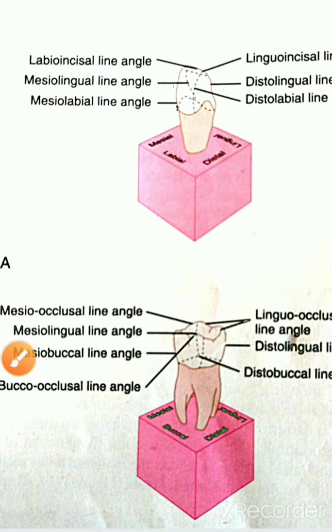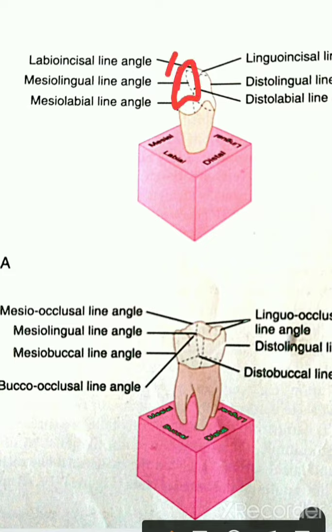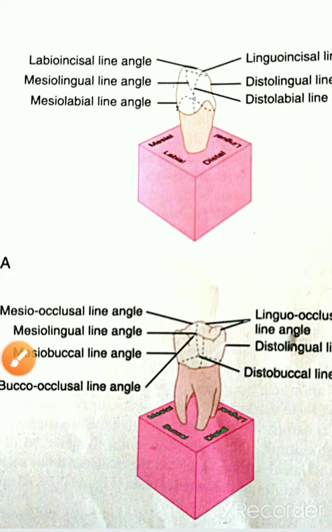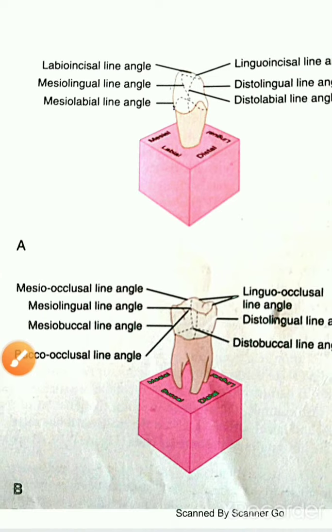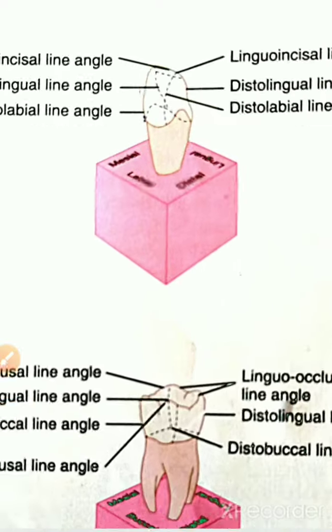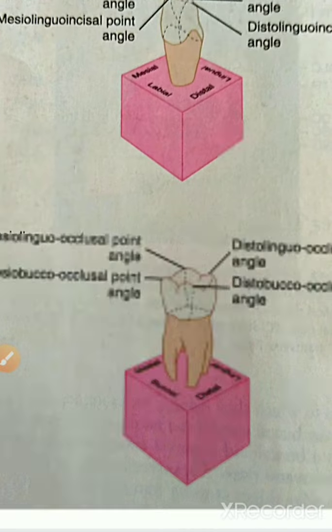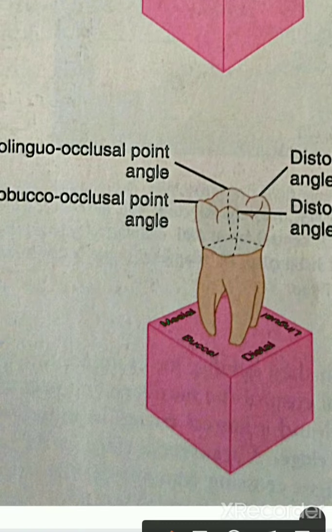And this is called the mesiolabial angle, and this one is known as the distolingual line angle. So the interaction of two surfaces results in the formation of line angles. When it comes to point angles, we usually have 4 point angles for anterior teeth, formed by the interaction of 3 surfaces.